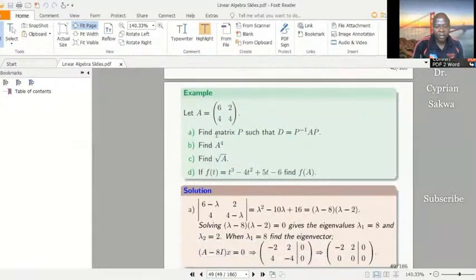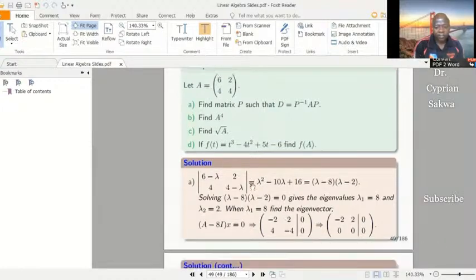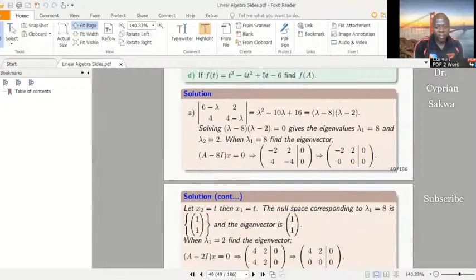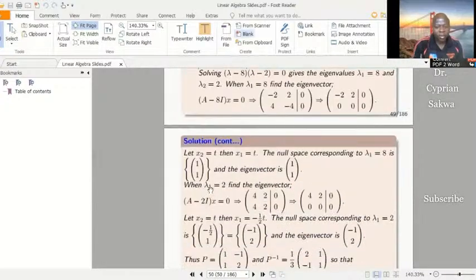Now let me look at this. Find P such that A equals P D P inverse. So that is to find the characteristic equation and find the eigenvectors. You know how to get it. I factorized to get lambda 1 is 8, and lambda 2, to get the eigenvector corresponding to lambda. Lambda 2 is equal to, I've found it to be negative 1, 2.